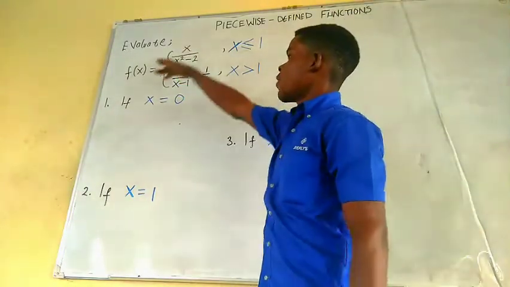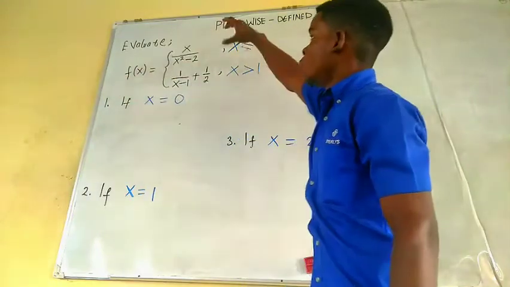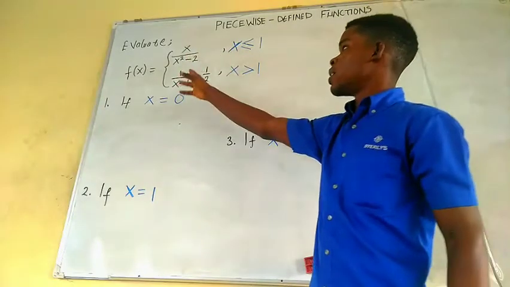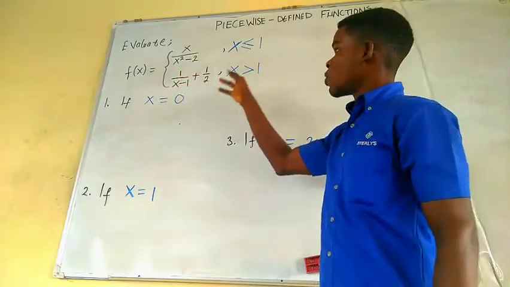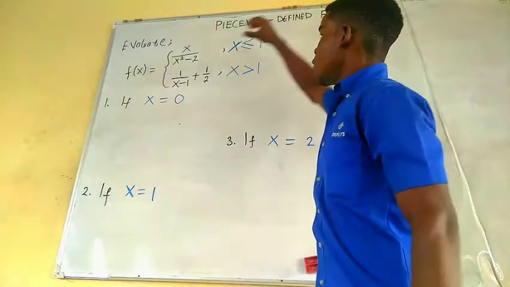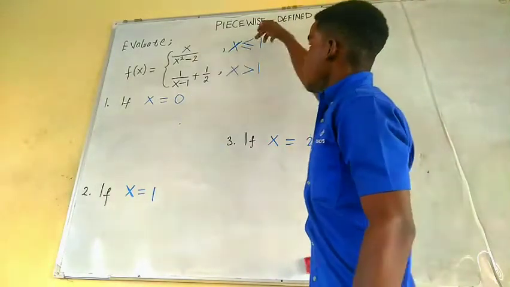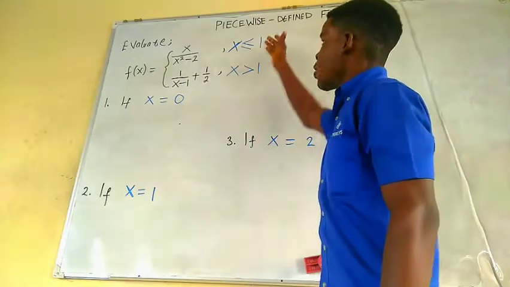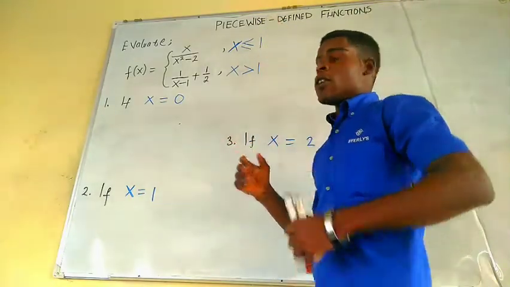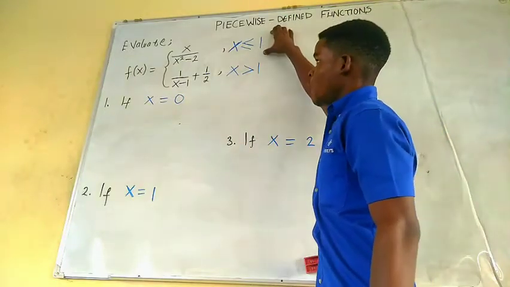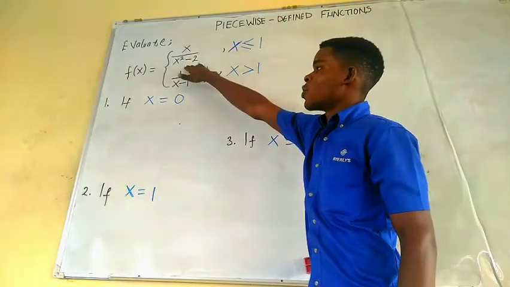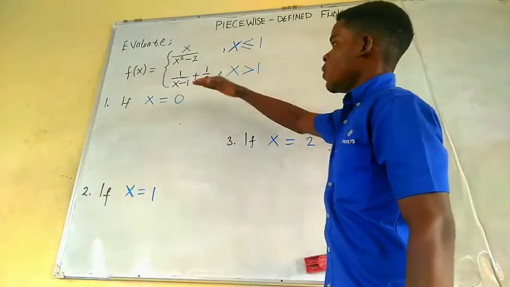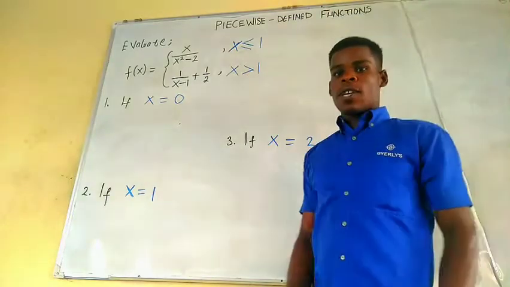So here we have a piecewise function f of x equal to two different expressions, x over x squared minus 2 and 1 over x minus 1 plus 1 over 2. The first one is defined when x is less than or equal to 1. This may not really mean the general domain, it's just specifically giving you the values for which we will use this function. It's the same thing here: we make use of this expression when x is greater than 1.